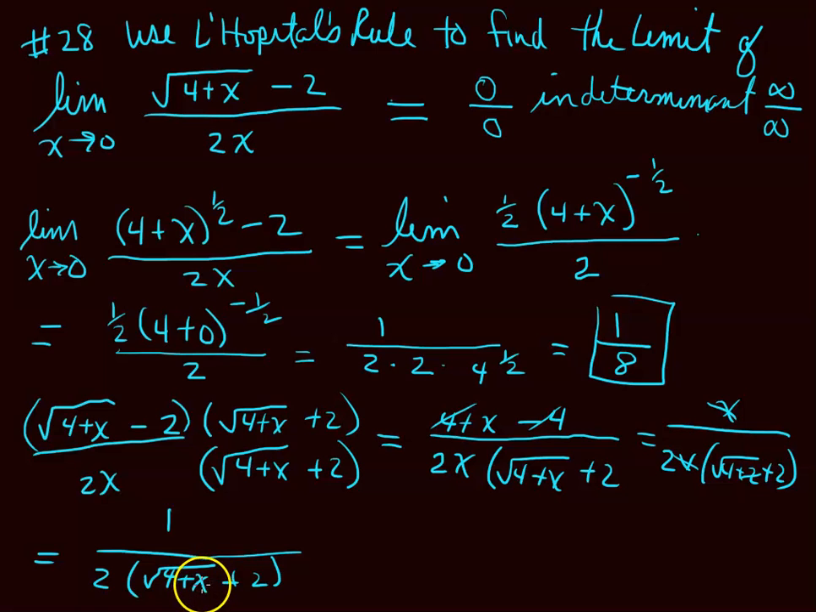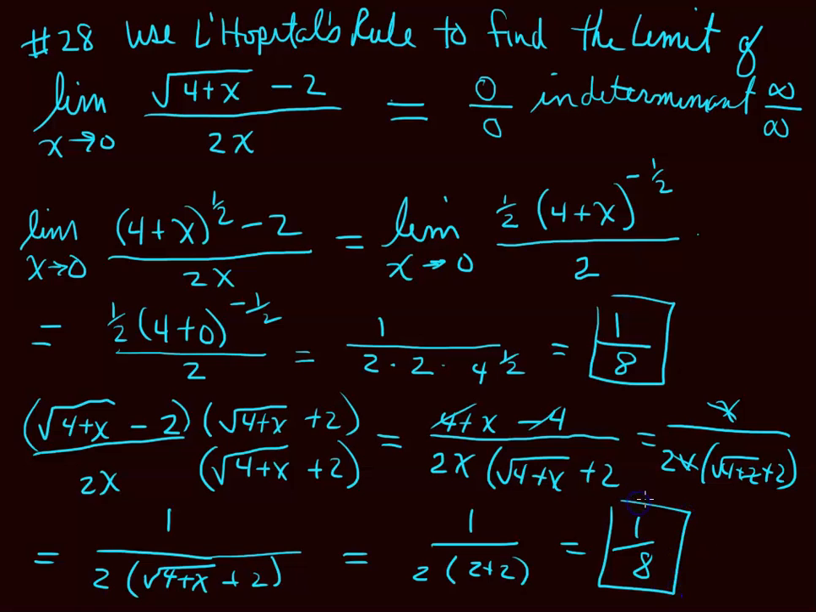Now you can let that x go to 0, because you got a 1 in the numerator and a 2 times, what's the square root of 4? Well, that's 2 plus 2, which is 2 times 4, which is 1/8, the same thing. So you can solve that either way and get the right answer.